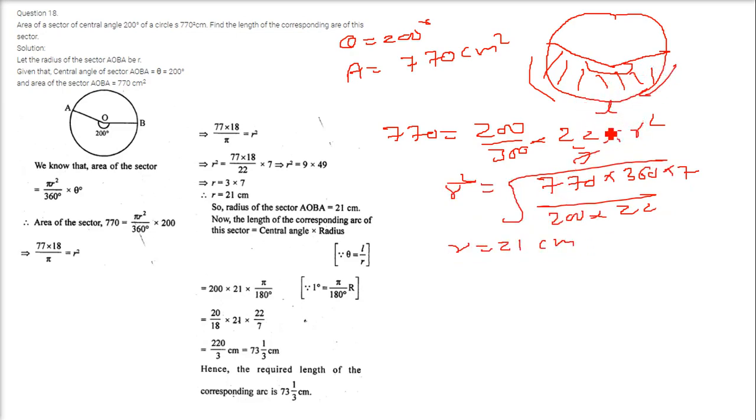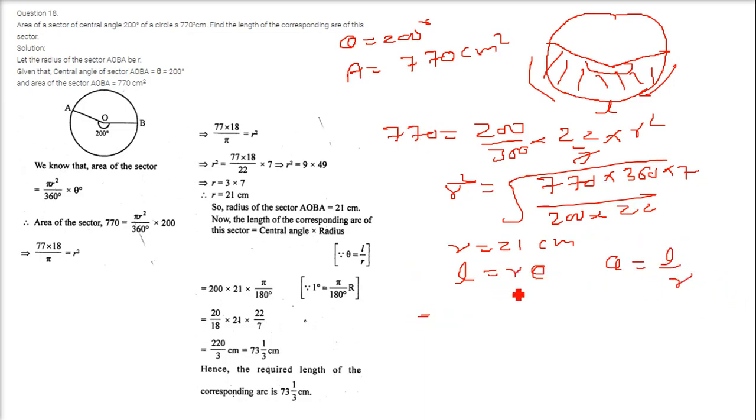Now in order to find out the length, what will we do? We can directly use the formula theta by 360 into 2 pi r. That is also an option. But there is one more option, L equal to r theta, or you can say theta equal to L by r. Now this L and r formula uses radian.